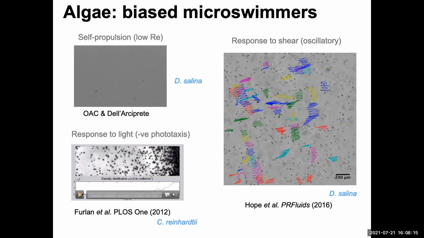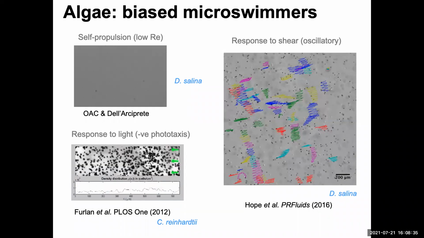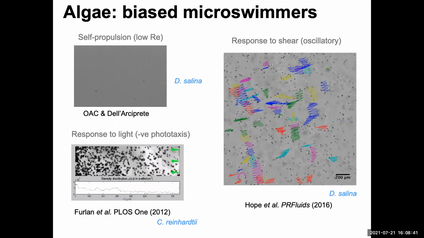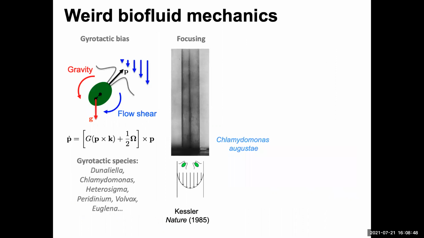Algae also respond to light. So here on the bottom left, you have a suspension of Chlamydomonas reinhardtii. And when the arrows go on, there's a strong light from the right. And you'll see that the algae don't like that, and they move away from the light. And this is called negative phototaxis.